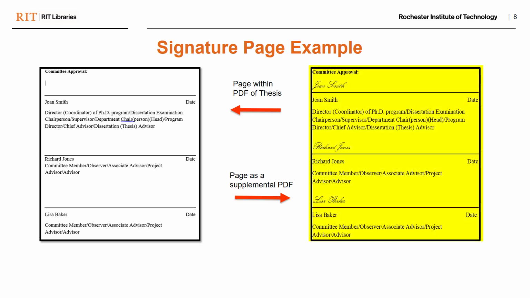Prepare a second copy of this page with the scanned or e-signed signatures included, and save this as a single-page PDF. This file is to be submitted in ProQuest as a supplemental file. The supplemental signature page with the signatures applied indicates to the library that your thesis is complete and has been granted approval.